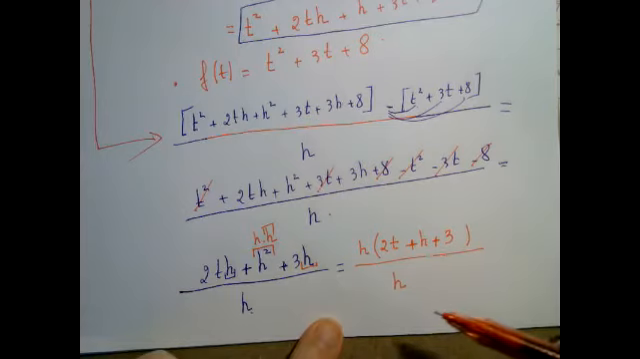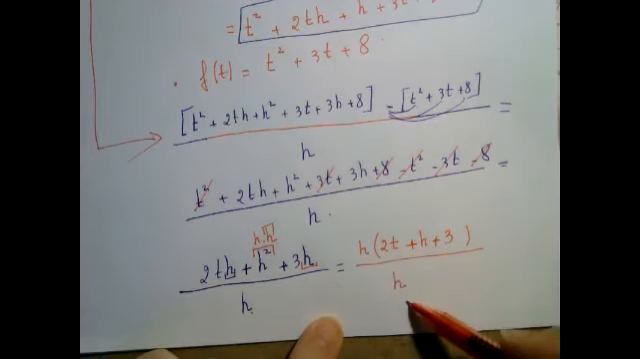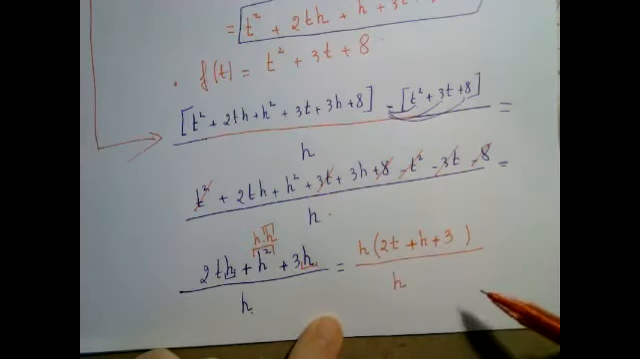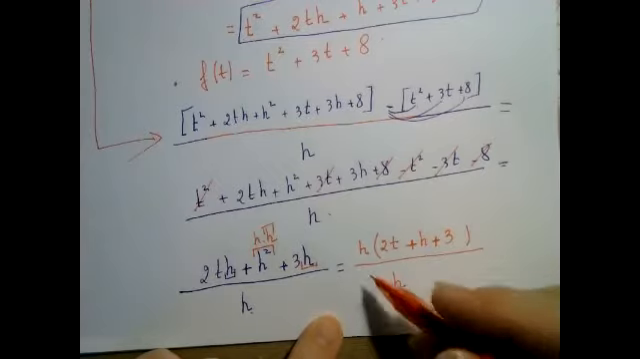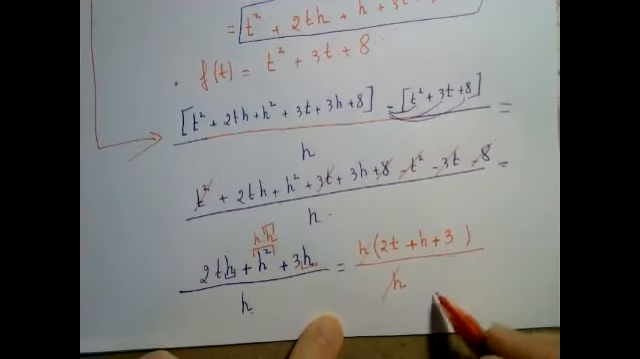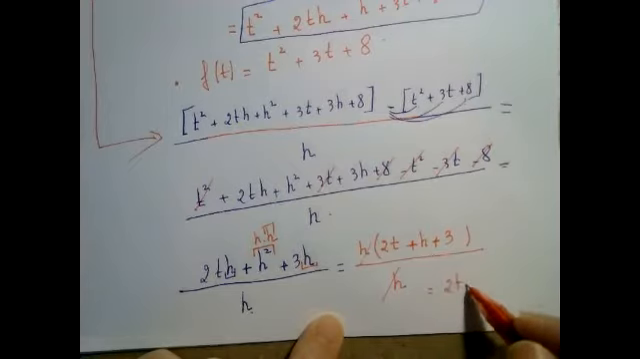Now, h is a common factor for the numerator and denominator. As we talked about last time, that's the only time I can really simplify. So this I can simplify, and I'll be left with that.